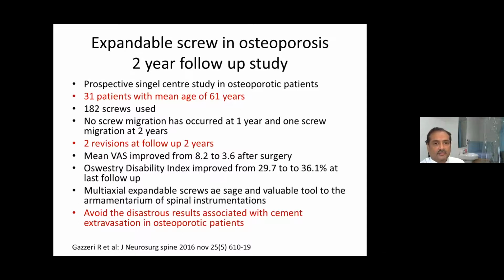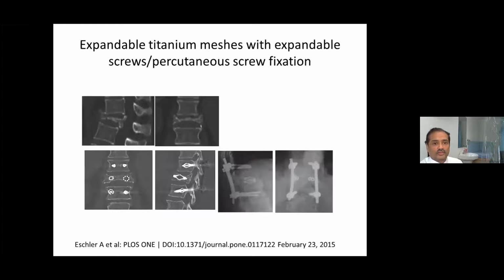So another study of 2-year follow-up by Gazzeri et al. found that in 31 patients with a mean age of 61, 2 patients required a revision at 2 years. However, they felt that the results were comparable to that of cement augmented screws. However, the disastrous results with cement extravasation can be avoided. So this is one example wherein short segment expandable screws with a local supporting expandable bone graft have been used with good success.